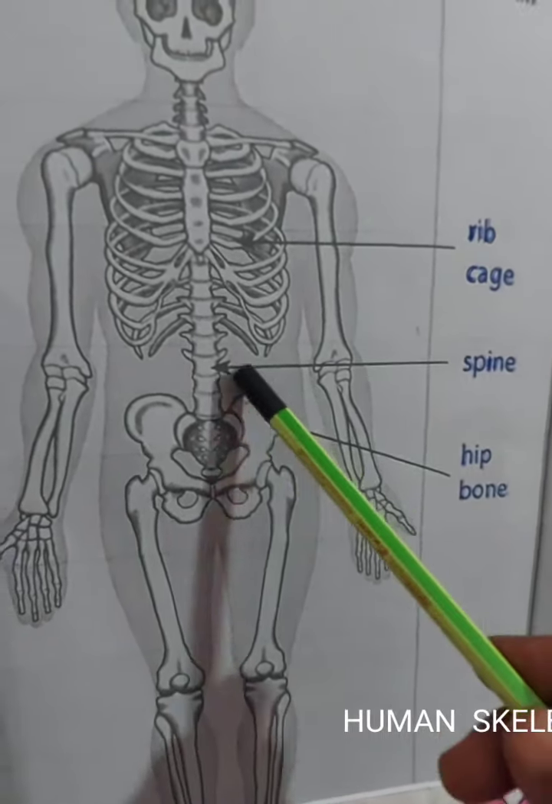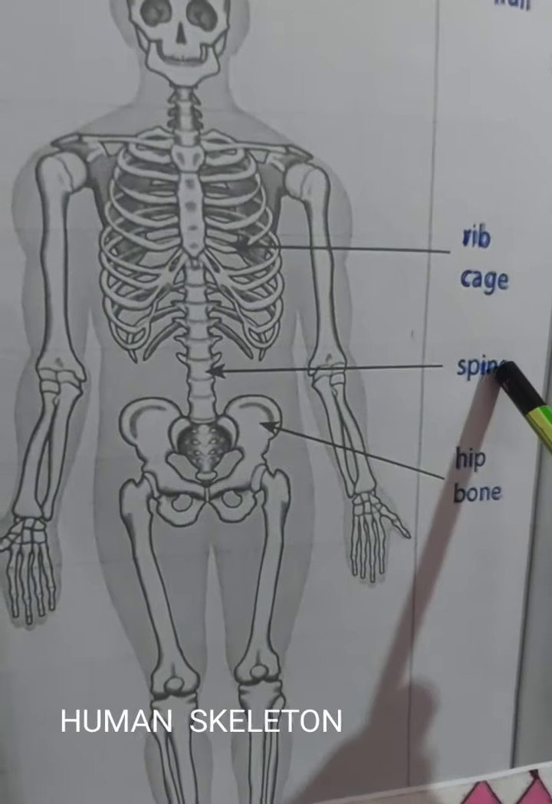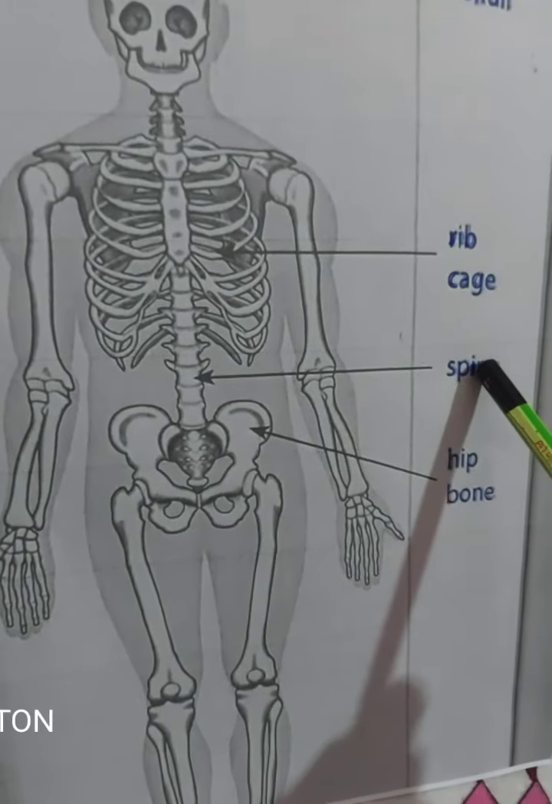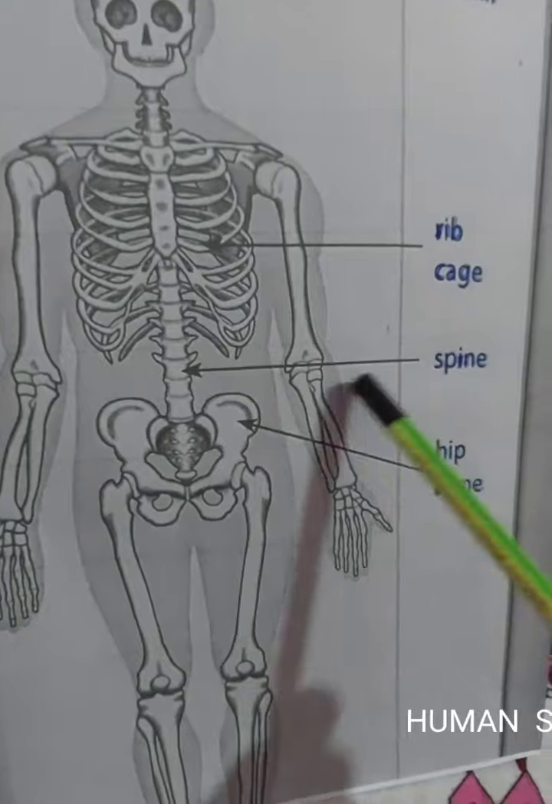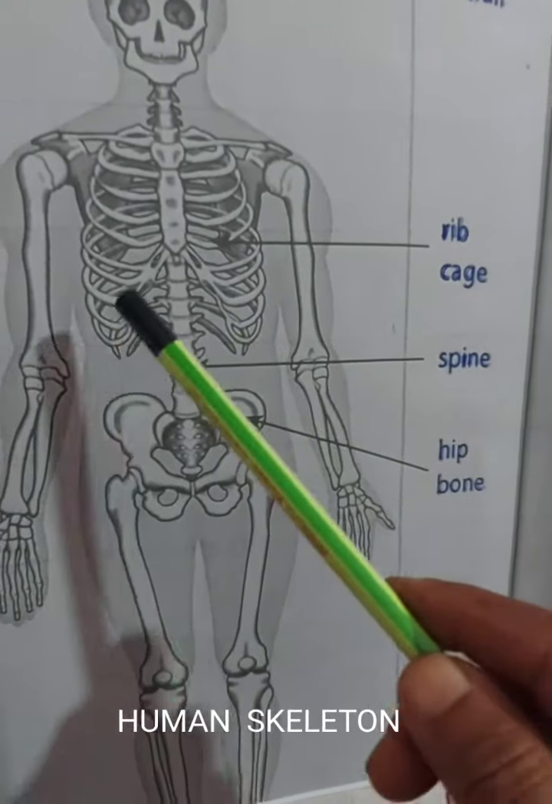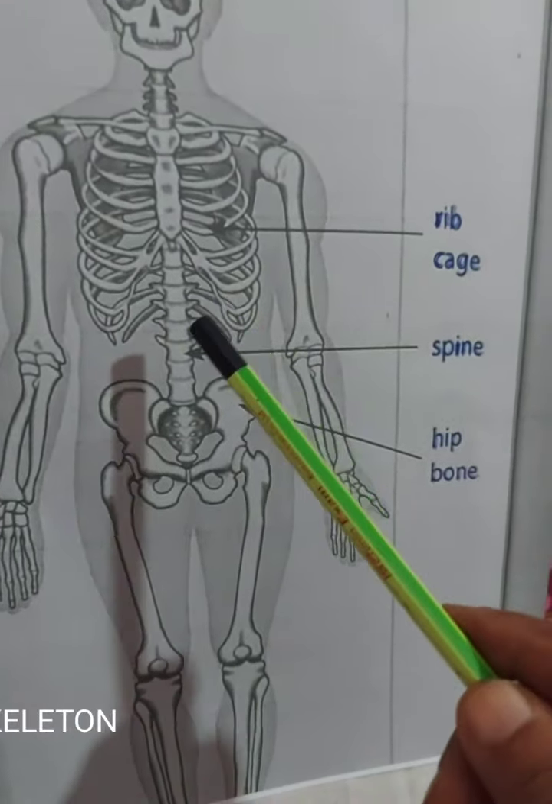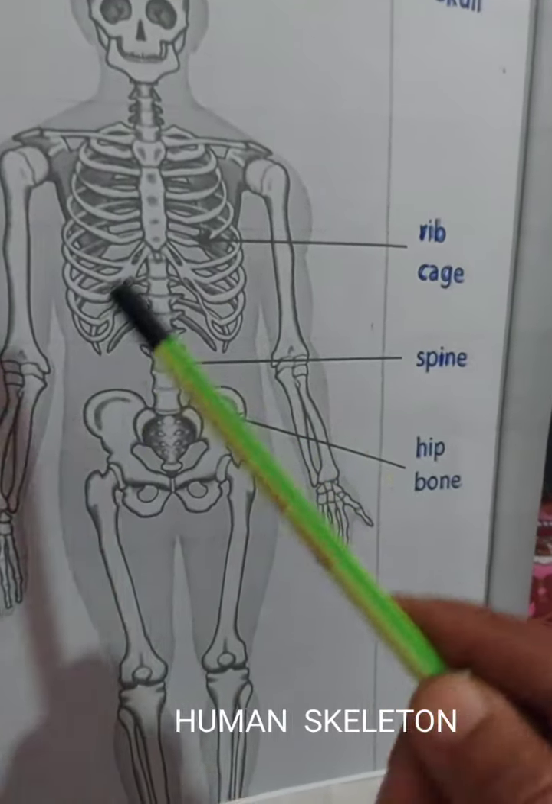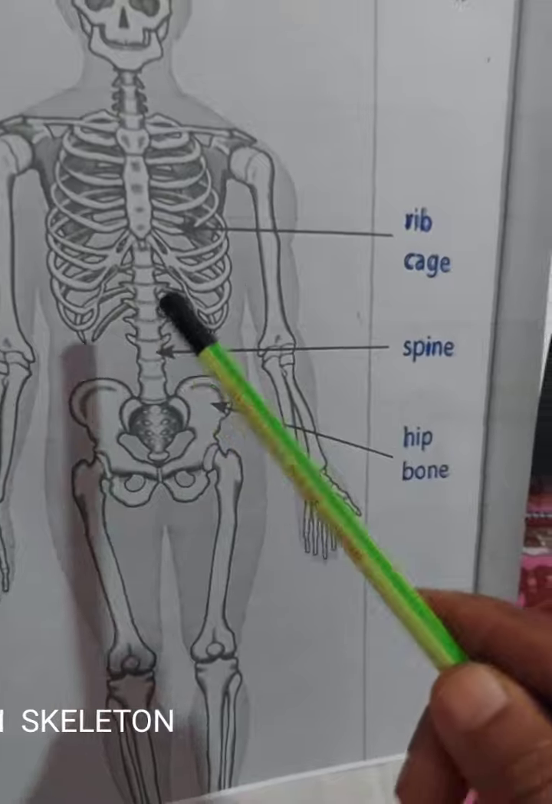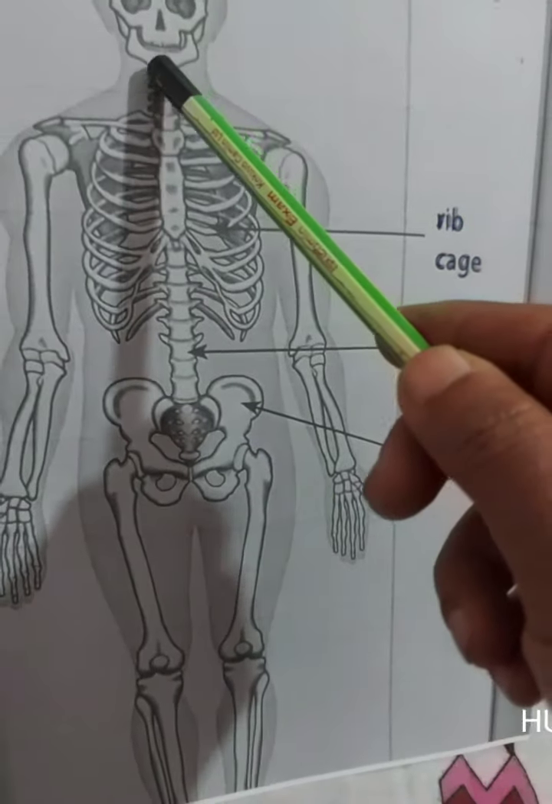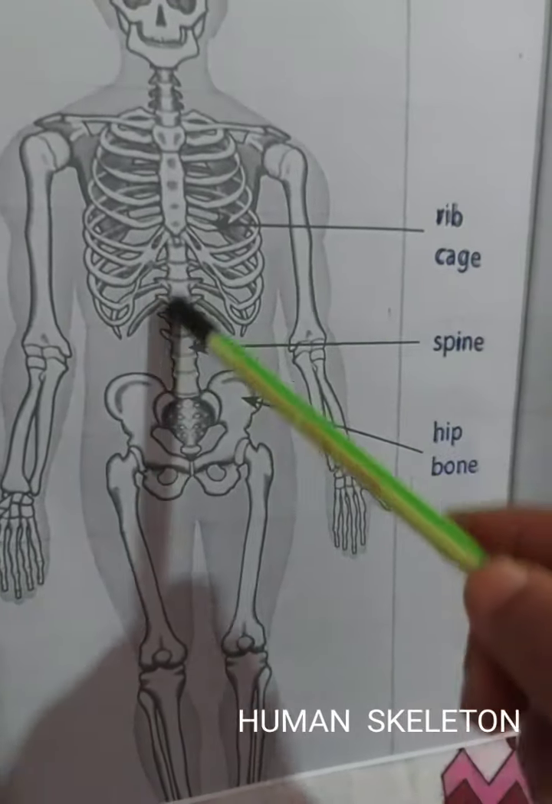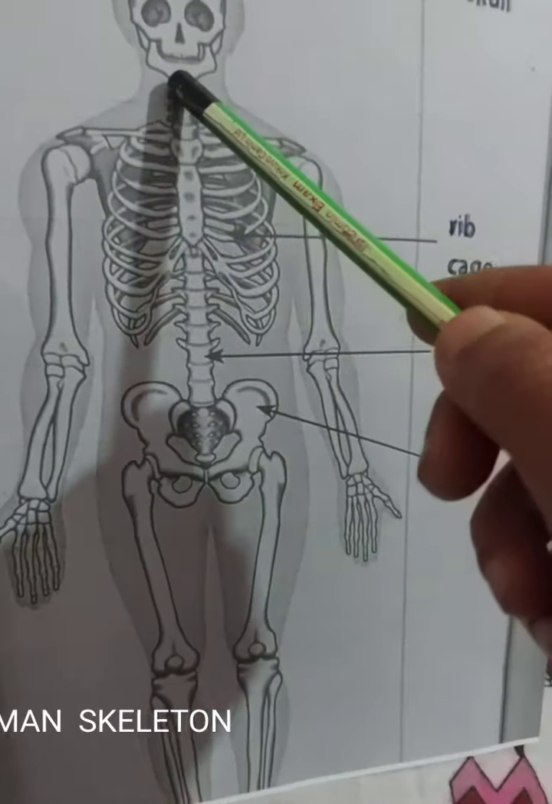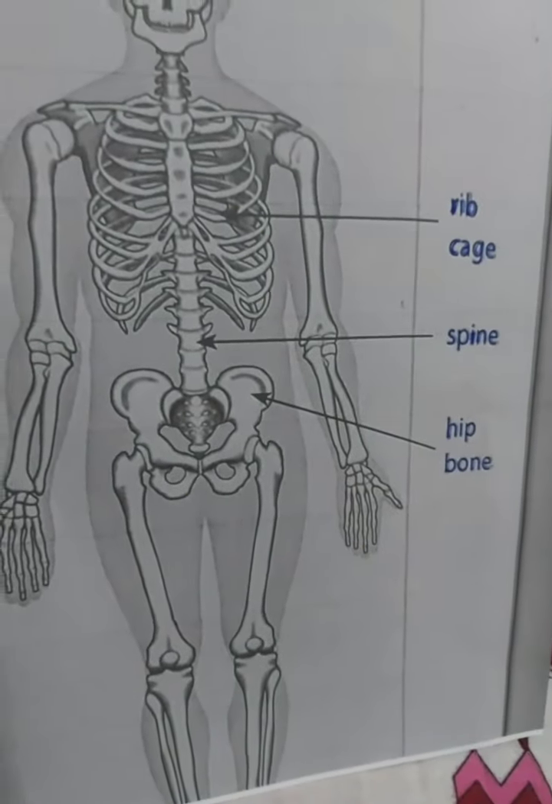Then comes the spine. That is the backbone. We call it backbone or spine. That is made up of 33 ring-like bones, which are called vertebrae. It is inside the vertebral column and is connected to the skull. The whole line, this is the spine, and it is connected to the skull.